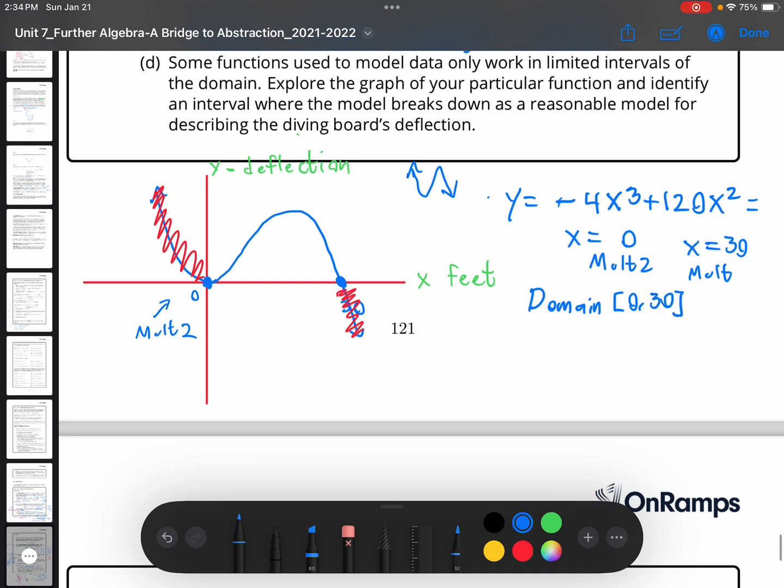Right, again, that's because x, the distance in feet from the diving board, cannot be negative, and the deflection of the fiberglass diving board also cannot be negative. So this would be the answer to the last part.